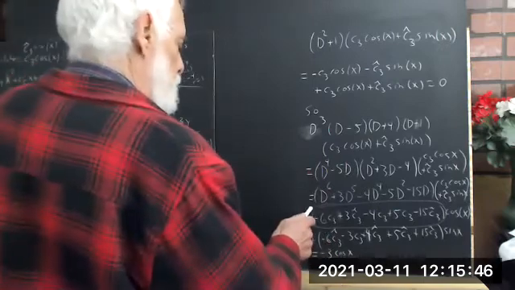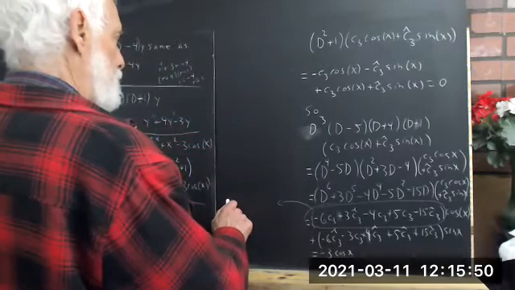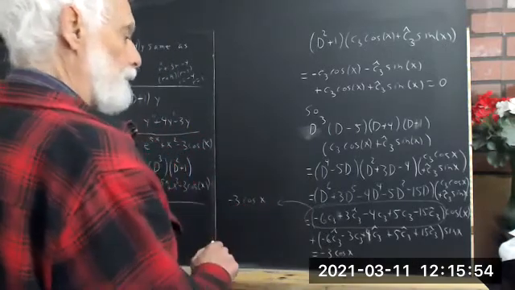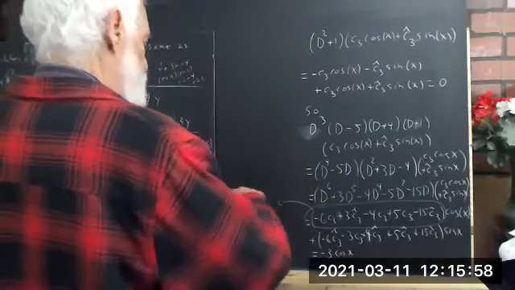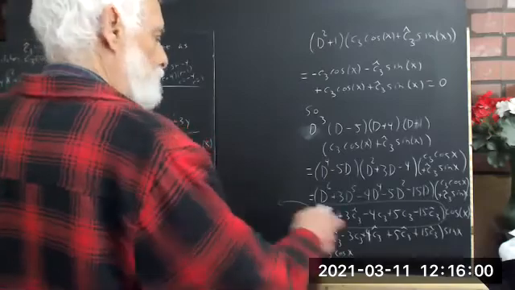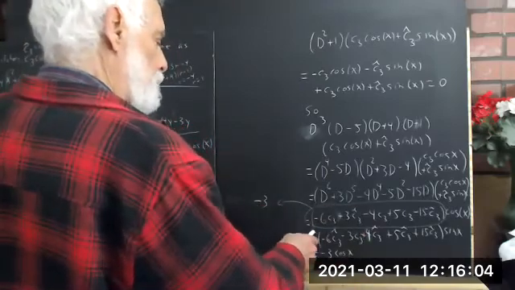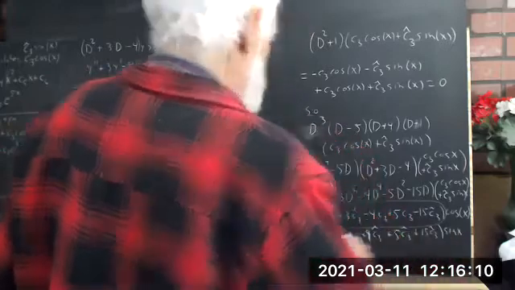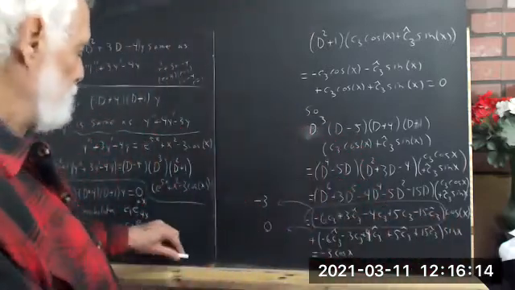So this has to be negative 3 cosine of x. Well, actually, this mess has to be negative 3, and this mess has to be equal to 0. The coefficient of sine x is 0. The coefficient of cosine x is -3.